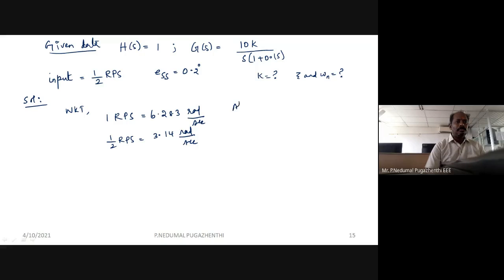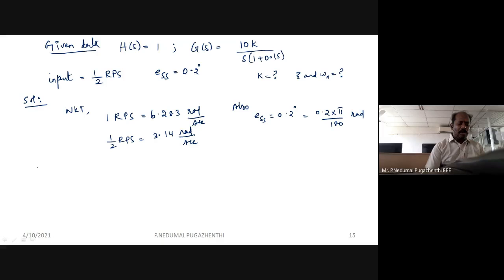And also, we have to convert this into radians. So ESS is equal to 0.2 degrees. To convert that into radians, what to do? Degree into radian: pi by 180. Anybody who has a calculator can work on it, or you can keep it as it is. We will see what happens. This is now in radians. So all the data I have converted; I have made the units uniform. So 3.14 radians per second, and here this is in radians.